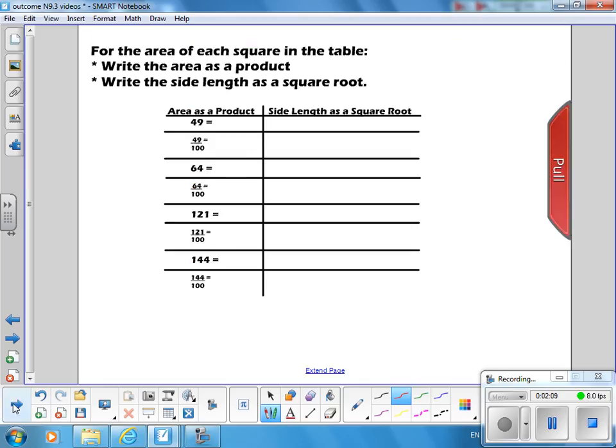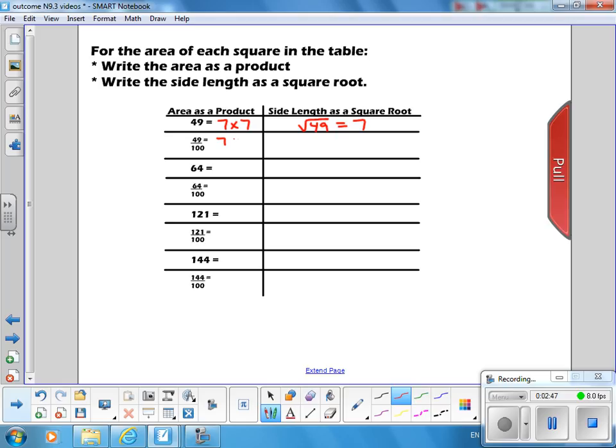So what we want to do is look at the area of each square in the table, and write the area as a product. And then we want to write the side length as a square root. So 49, if we write the area as a product, we want to have the same number multiplied twice, because we want side times side of a square. So 49 is the same as saying 7 times 7. So if we're writing this as a perfect square with a side length, we would say the square root of 49 is 7.